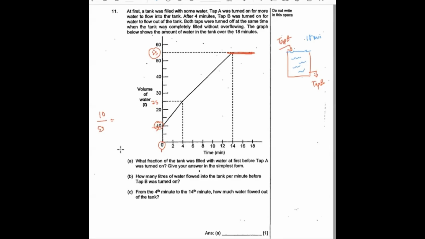And also the question says that it stops when it's completely filled. So that's the point where it's completely filled, which is the capacity of the tank. So simplify, you get 2 out of 11. So answer for A is 2 out of 11.